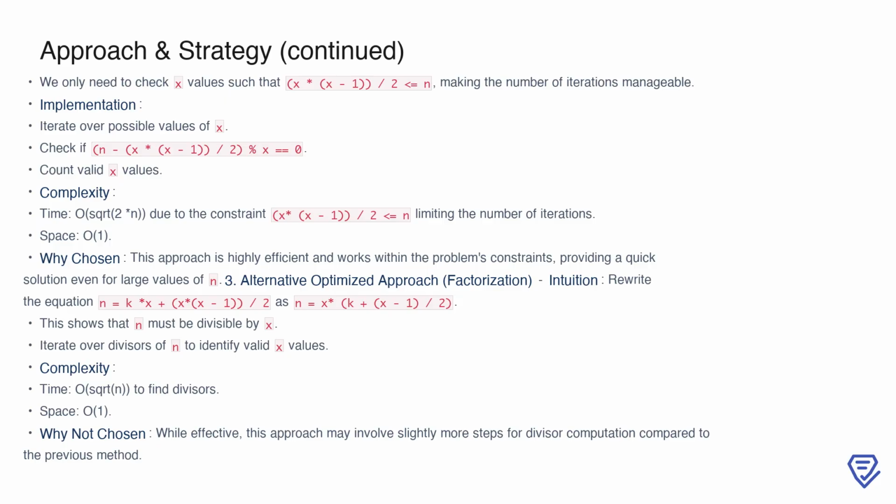Importantly, we only need to check values of x such that x*(x+1)/2 is less than or equal to n, which drastically limits the range of possible values for x. The implementation is straightforward: we iterate over these possible values of x, check the divisibility condition, and count the valid values. This approach has a time complexity of O(sqrt(2n)), as the constraint limits the iterations to the square root of n. The space complexity remains O(1), and overall, this method is highly efficient, even for very large inputs.